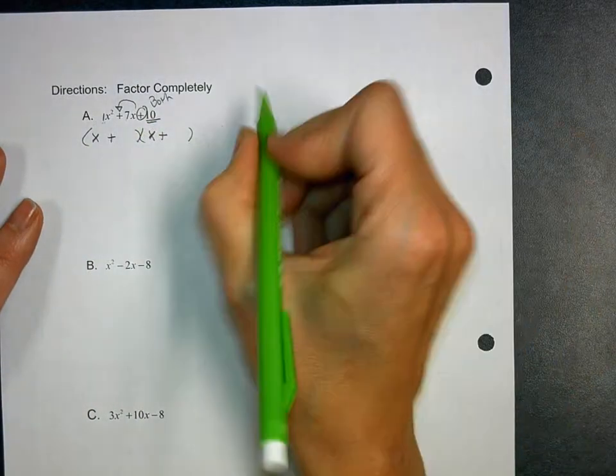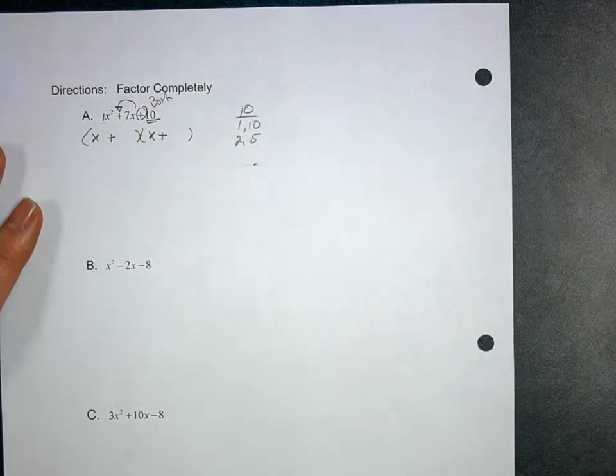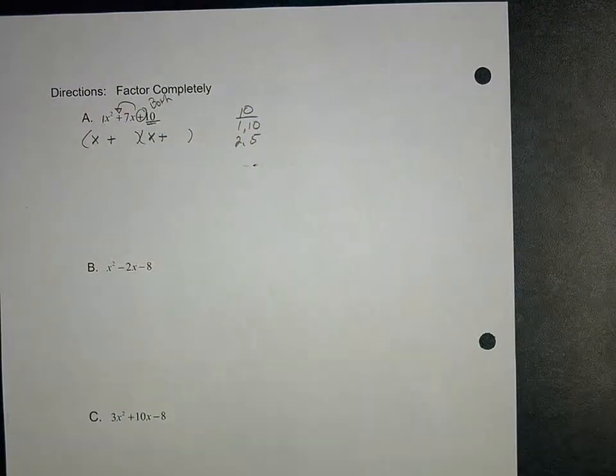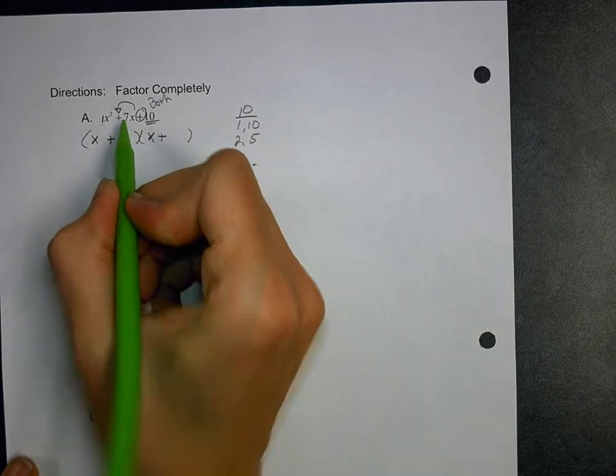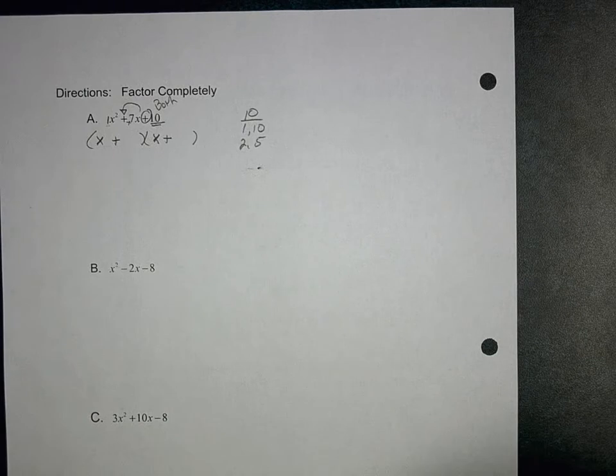And I'll go, what are the factors of 10 that I know? 1 and 10, 2 and 5. And this is what you ask yourself. What 2 factors of 10 do I multiply together but add together to be 7? And you'd all say, because you're really bright people, 2 and 5.